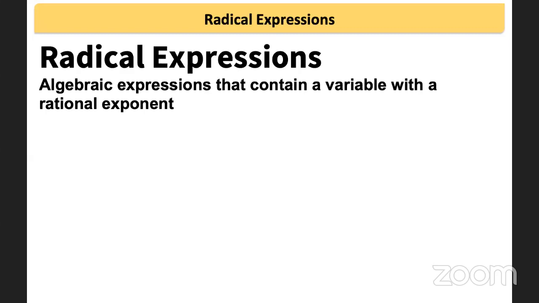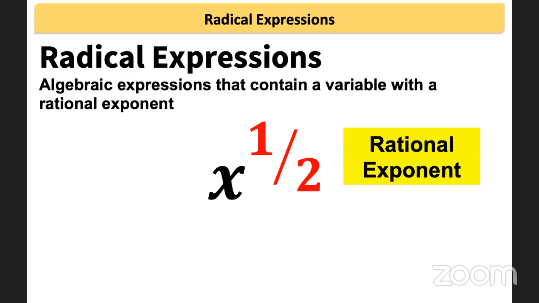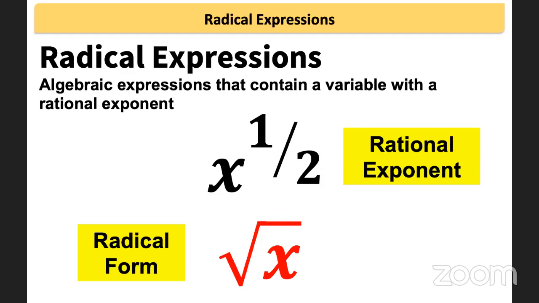Ito yung mga 1/2, 2/3, 3/4, okay? Excluding yung mga exponents natin na integers in short, okay? So an example is this one, x raised to 1/2. You have here a rational exponent, 1/2. In radical form naman, it's going to be square root of x.